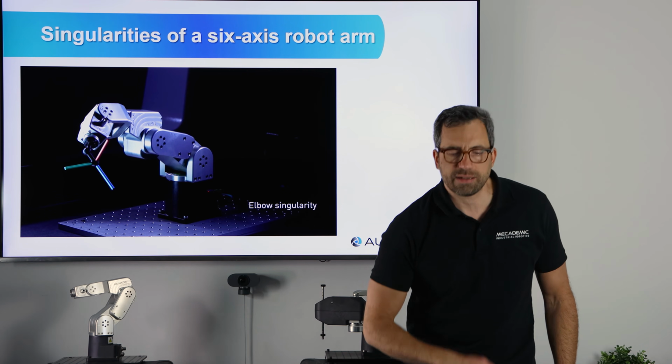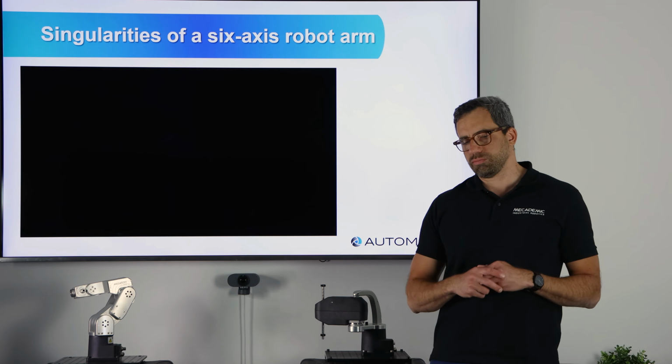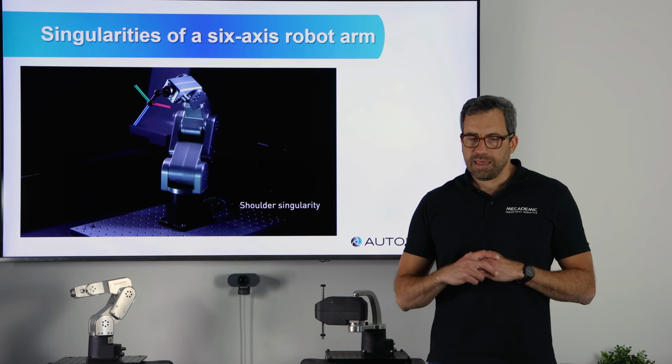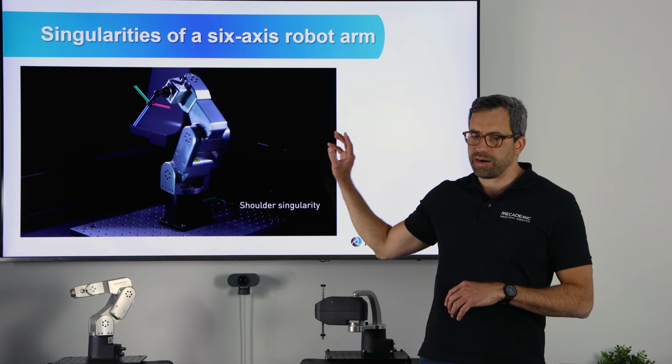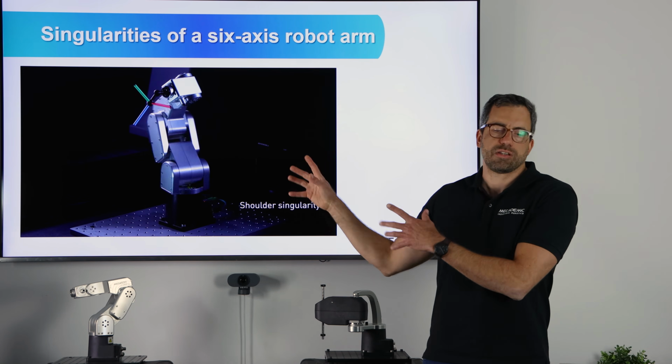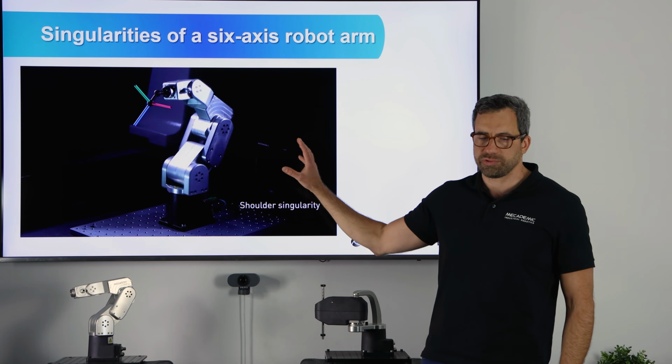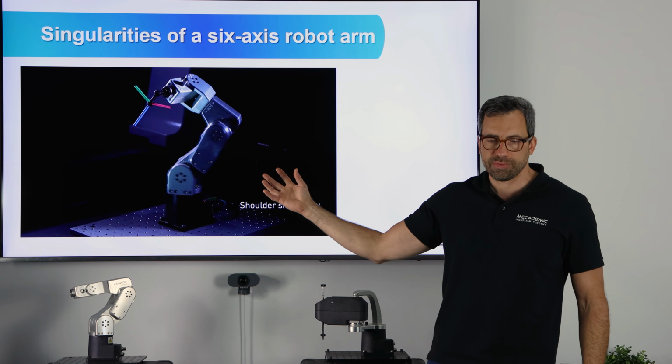And here is the other singularity, which is much more complex. Again, this motion is very, very difficult to program. You need to be a specialist in inverse kinematics. So nobody will see this in real life.